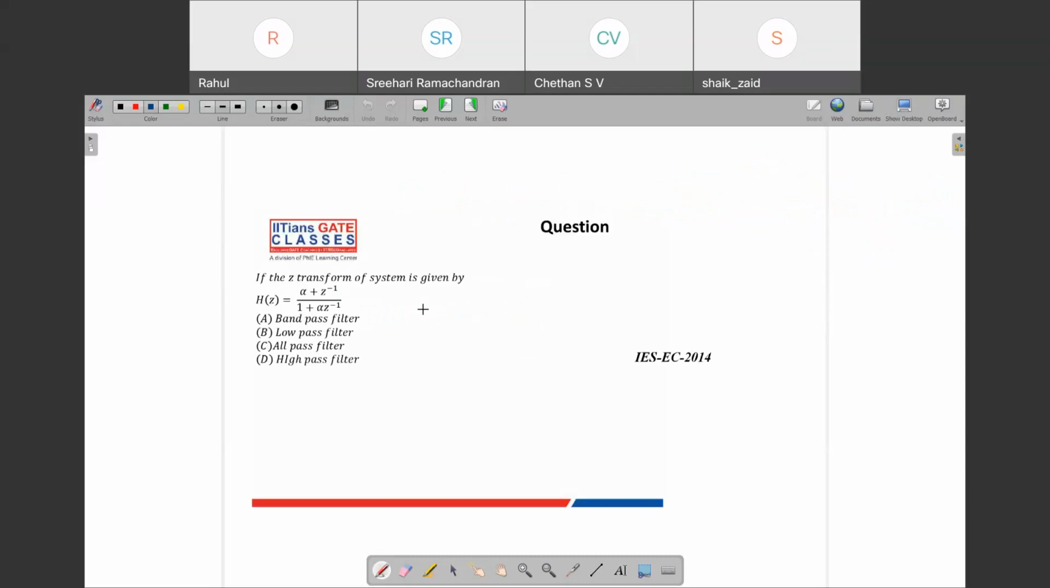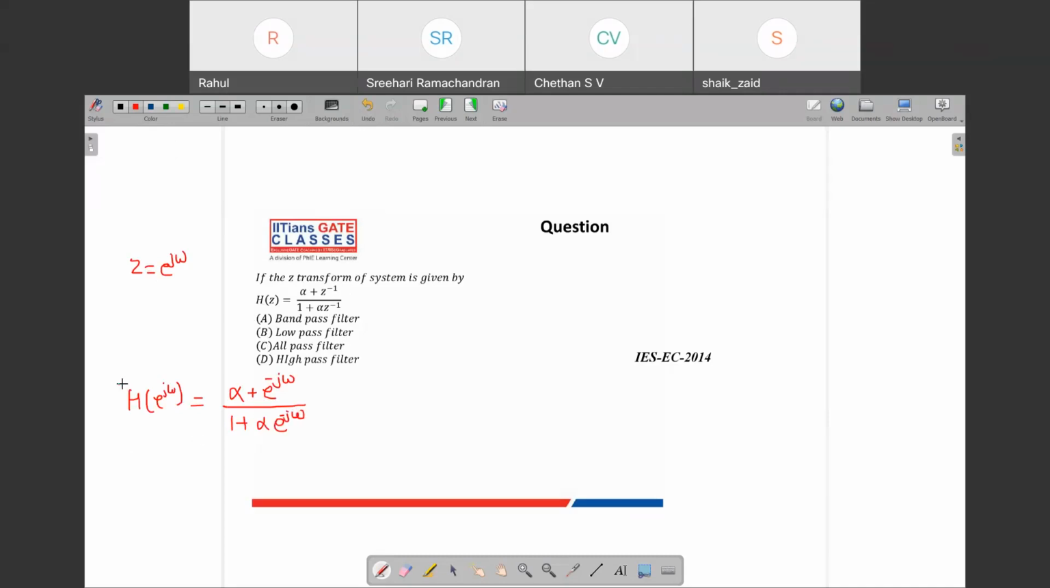If the Z transform is given in this form, what kind of filter is this? Whenever this kind of problem is given in the Z domain, you need to replace z with e to power j omega and then find out what kind of filter it is. So H of e to power j omega will become alpha plus e to power minus j omega divided by 1 plus alpha e to power minus j omega.